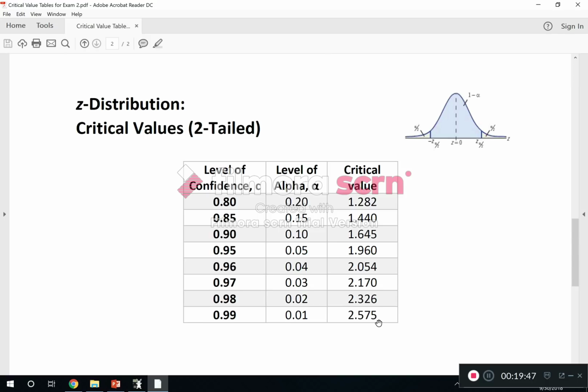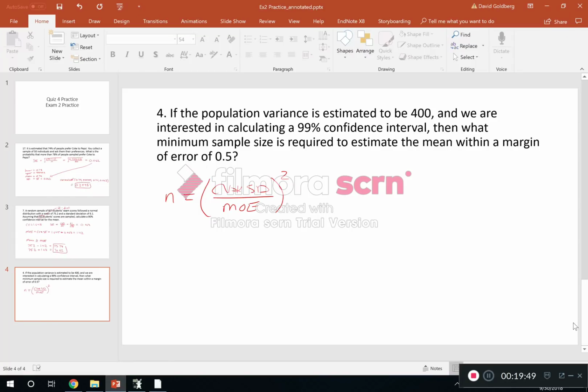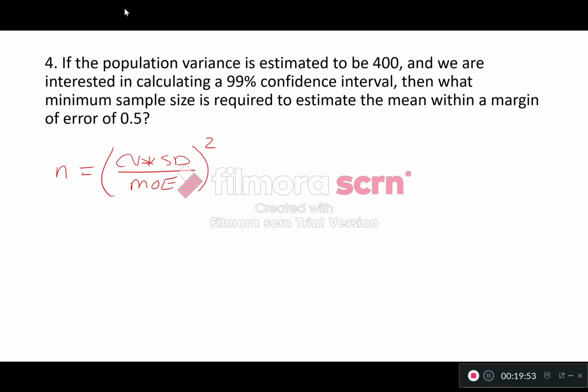2.575 is what we want for a 99% confidence interval. Heading back over to the slides, we know that our CV, or critical value, is 2.575.